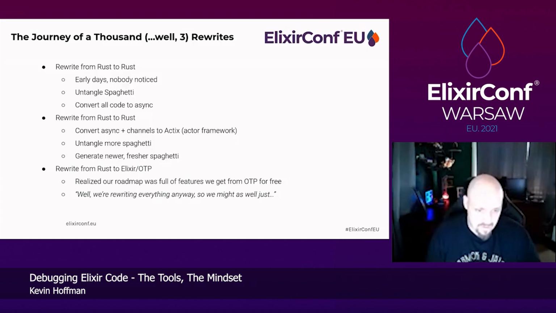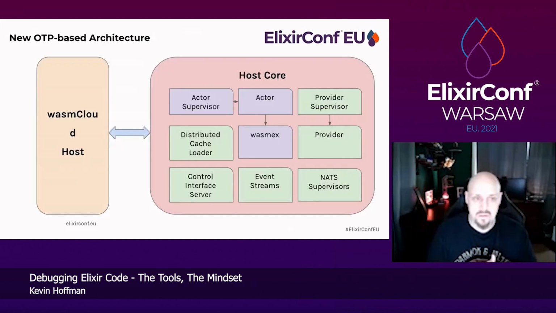And then finally, what I wanted to talk about today is we rewrote from Rust to Elixir. And again, the more we looked at our roadmap, the more we realized that the features that we were trying to create were already implemented for us in things like Erlang and OTP. So let's take a look at the new architecture.